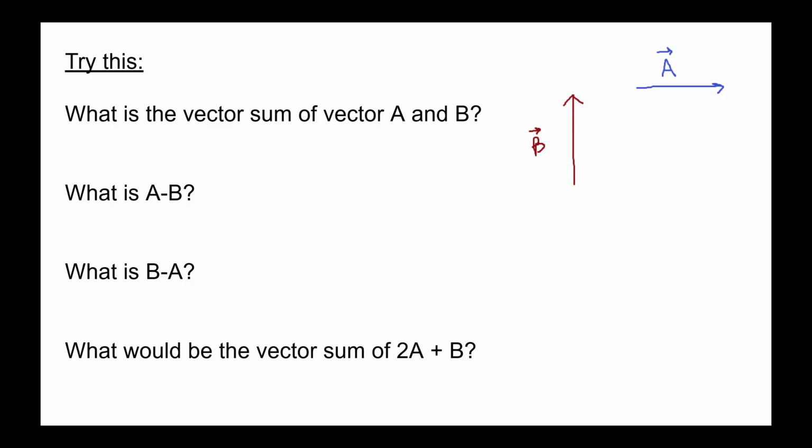So, for example, if we have vectors A and B, which look like they have pretty much the same magnitude, vector B is north, vector A is east. Let's find the vector sum of A and B. Let's find the resultant for vector A minus vector B. Let's find the resultant of vector B minus vector A. And then let's find 2A plus B. Go ahead and pause now. Give this a shot.